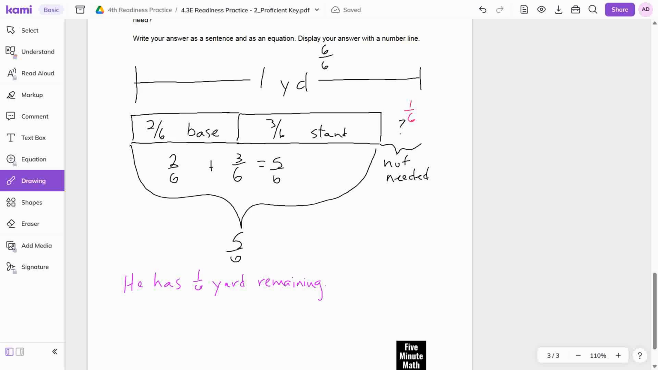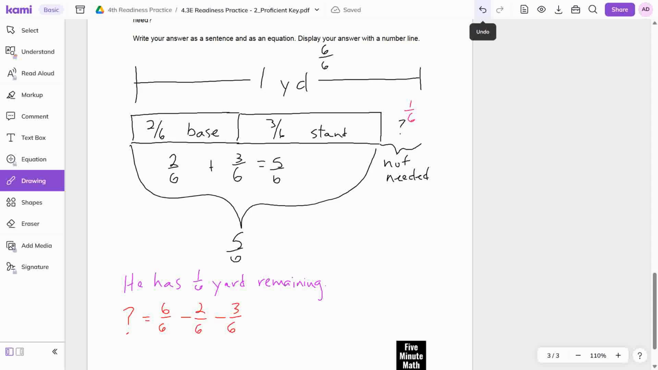Well, let's say that this question mark, let's make that red. Question mark is what I don't have, right? That's my whole. I'm going to rewrite that as 6/6, and then the 2 parts he cut off, minus the 2/6 for the base, minus 3/6 for the stand. Now you might have added the 2/6 and the 3/6 first, and then subtracted the 2. That could work as well, but you can also subtract twice.